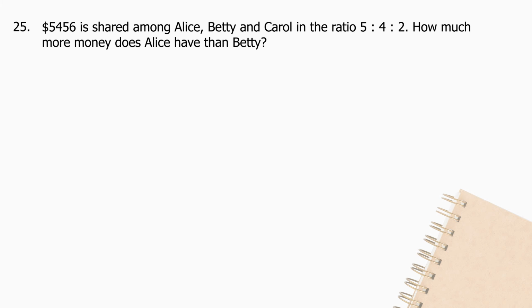Question 25. $5,456 is shared among Alice, Betty, and Carol in the ratio 5:4:2. How much more money does Alice have than Betty?